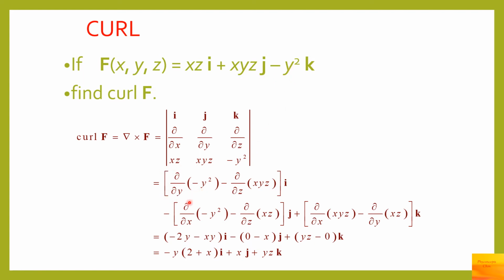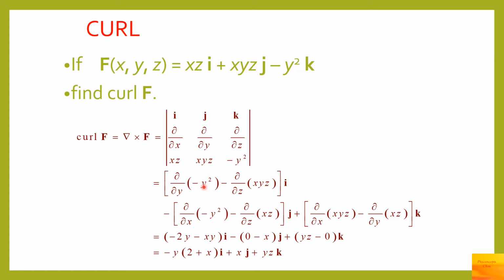And we will solve this determinant, that is i cap into (∂/∂y of minus y square minus ∂/∂z of xyz) minus j cap into (∂/∂x of minus y square minus ∂/∂z of xz) plus k cap into (∂/∂x of xyz minus ∂/∂y of xz). Sorry, for the last term we should differentiate with respect to y.